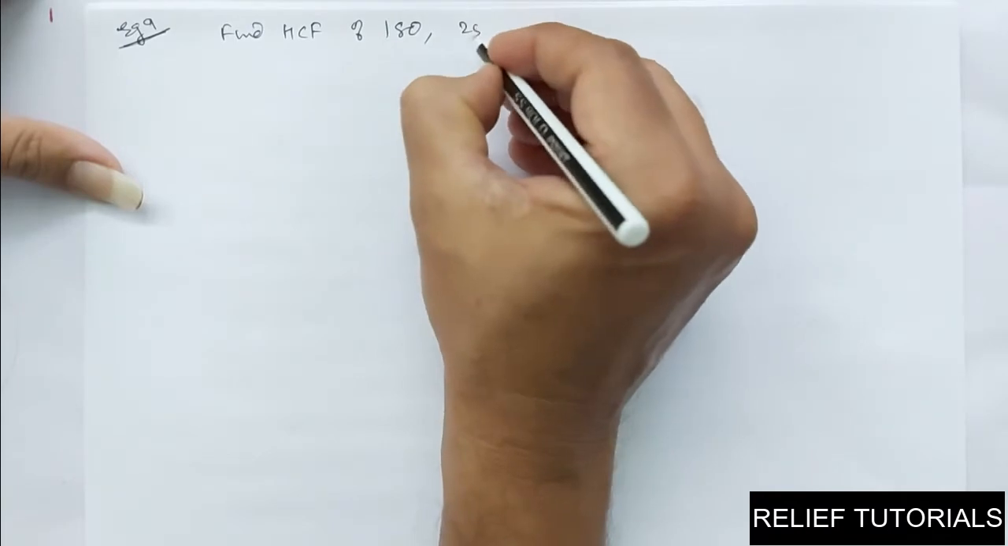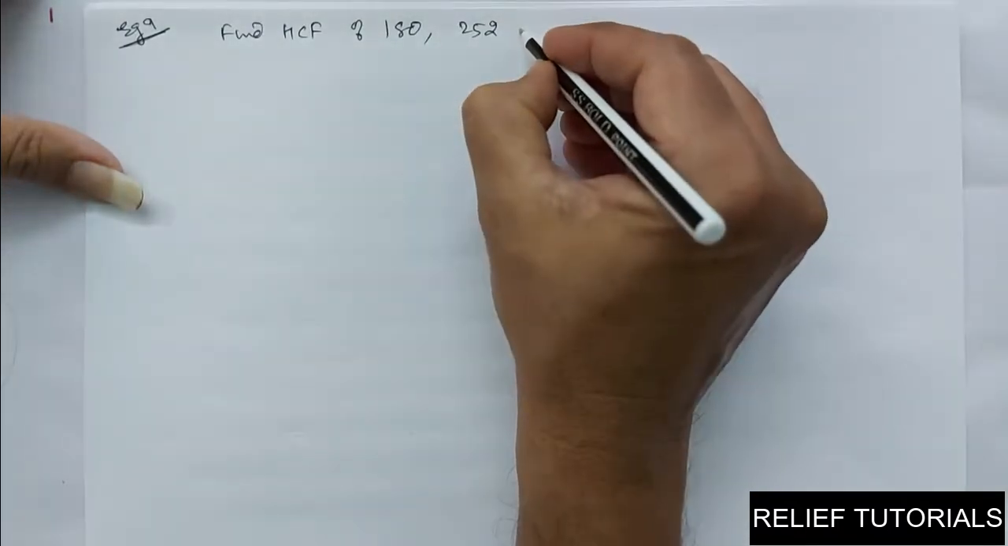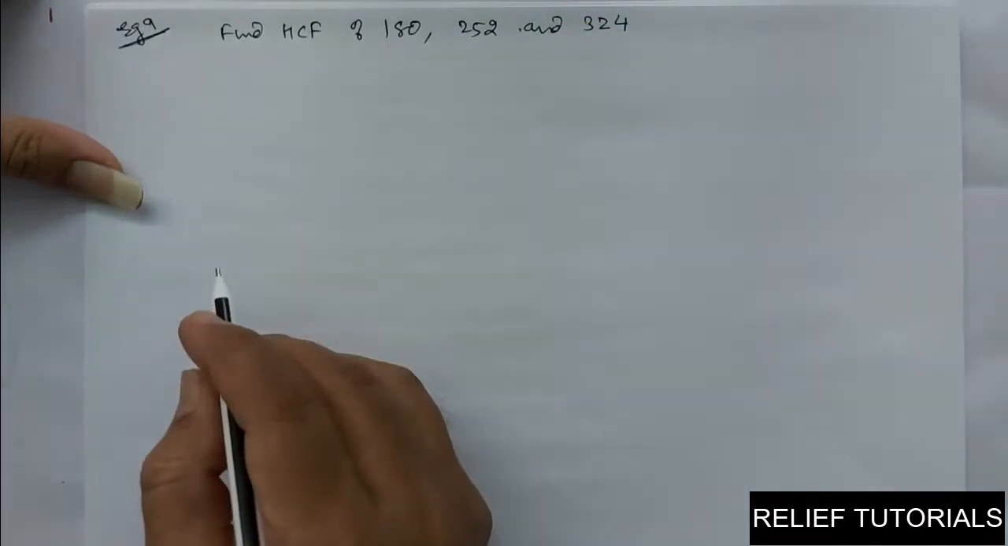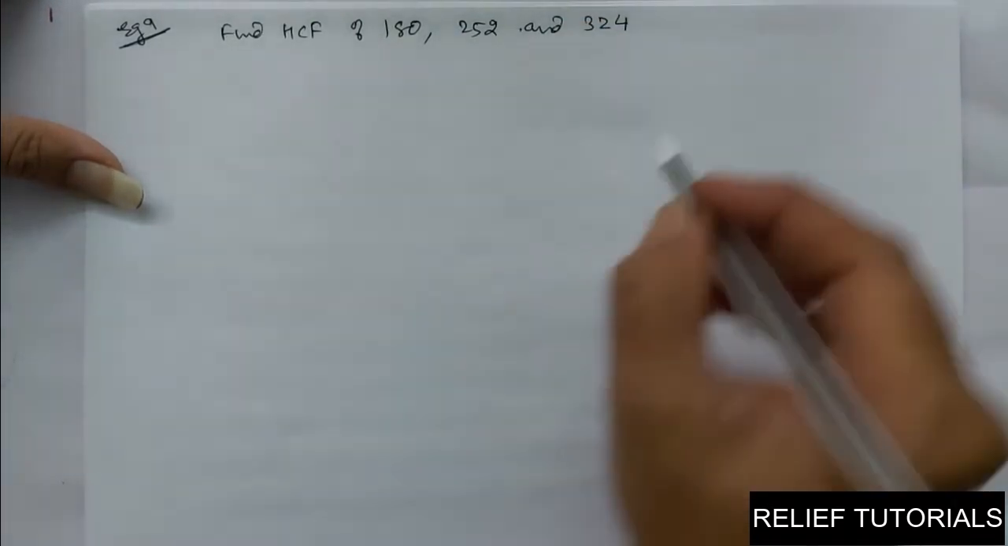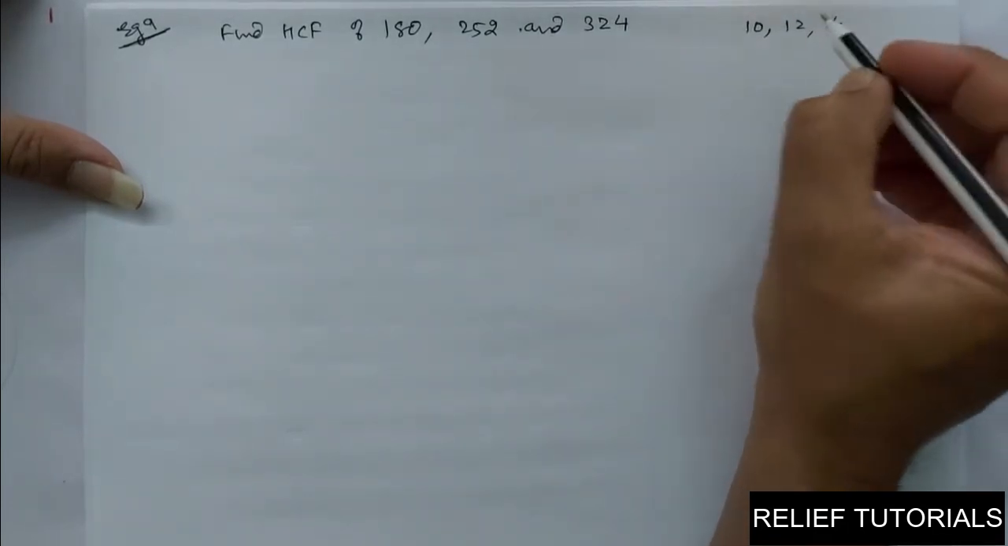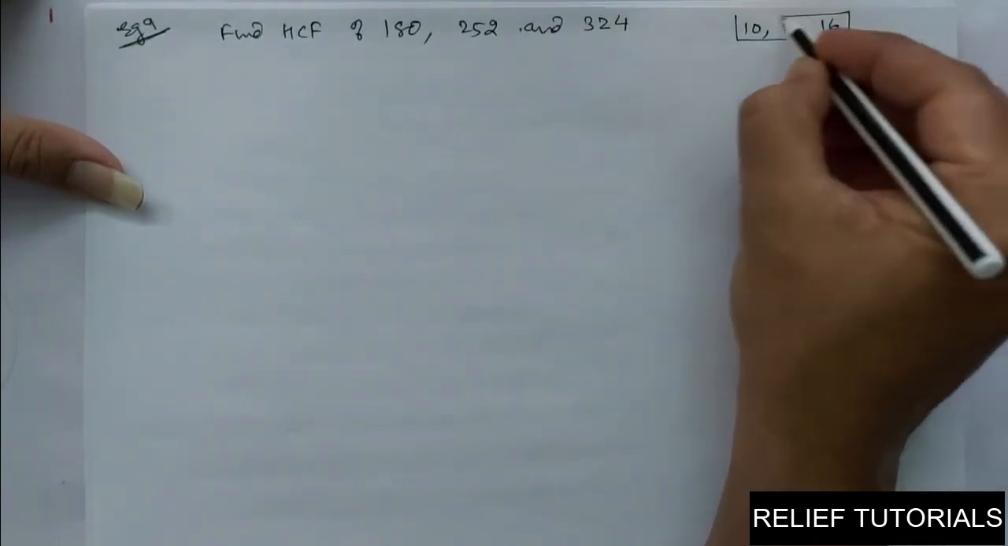180, 252 and 324 by Euclid division lemma. It was asked in years 2010, 12 and 16. This many years it was asked in CBSE. Okay, now here there are three numbers. Till now we have learned how to find HCF of two numbers. But here there are three numbers.